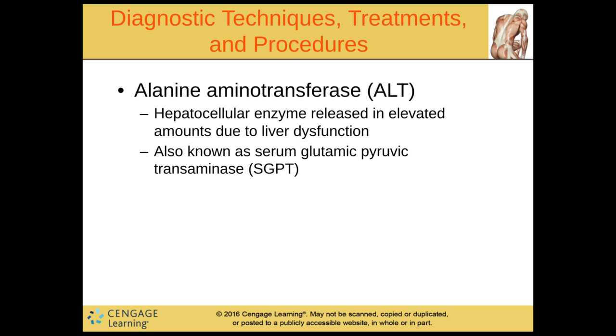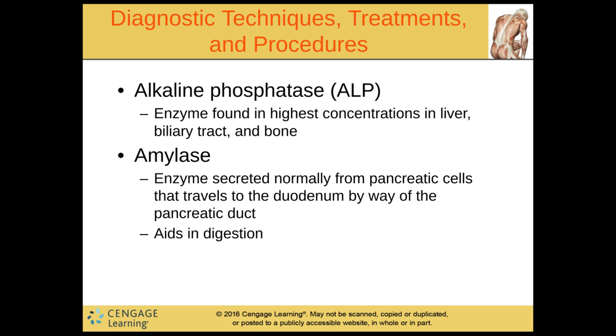And then we have an ALT, which is an alanine aminotransferase. So this is a hepatocellular enzyme released in elevated amounts due to liver dysfunction. And it's also known as a serum glutamic pyruvic transaminase. And then we have ALP, which is an alkaline phosphatase. So this is an enzyme found in high concentrations in the liver, the biliary tract, and bone.